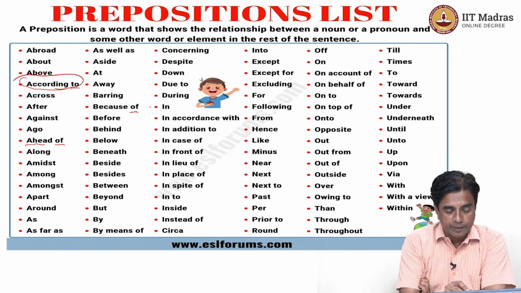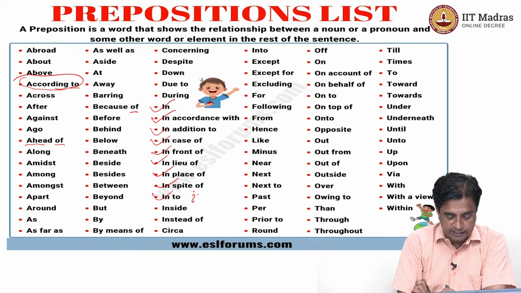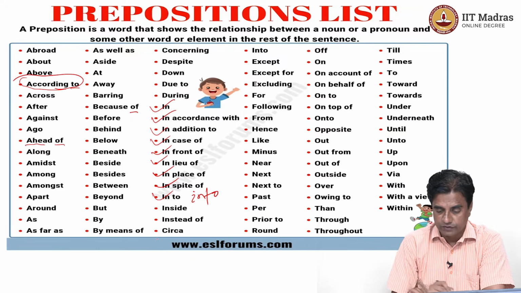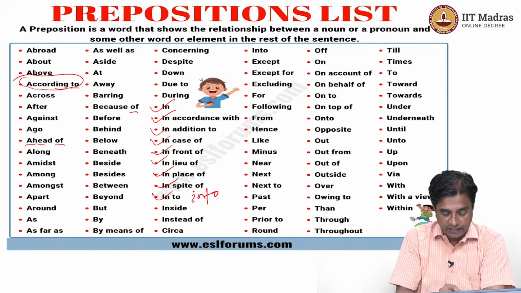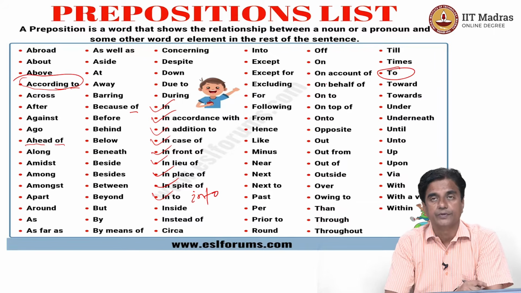Look at this. We have a preposition "in", then we have in accordance with, in addition to, in case of, in front of, in lieu of, in place of, in spite of. Into, it's usually written as "into" without a space, inside, instead of, and so on. So look at this. So we have "into", and we have "to" also as an independent preposition.